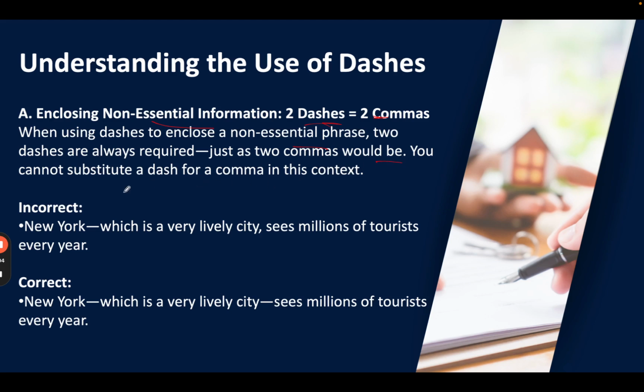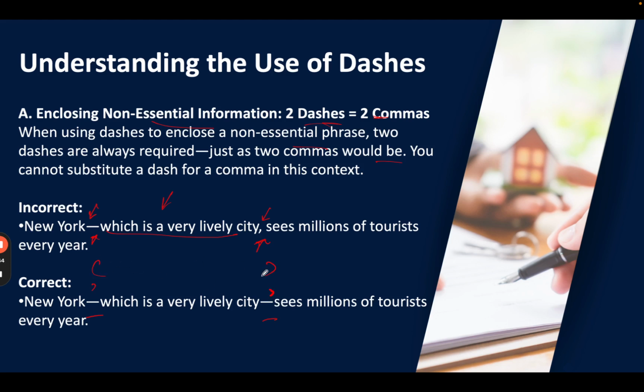Now, the common option elimination reason can be that they have used 1 dash as a non-essential marker and a comma. Read the sentence. New York dash, which is a very lively city, comma, sees millions of tourists every year. Now, if you remove this, you basically have New York sees millions of tourists every year. That's a complete sentence. It's conveying a complete meaning, a complete thought as well, which means this bit is non-essential. But the problem here is that we have used one dash and a comma. We will either go for two dashes or two commas or two brackets. We'll never mix them up.